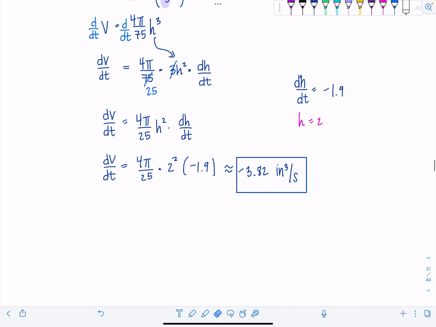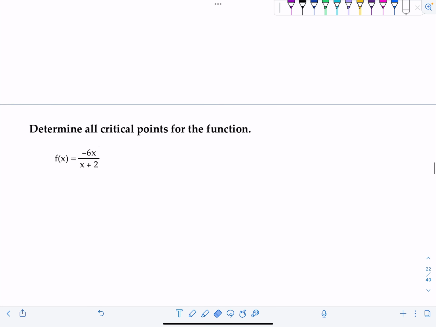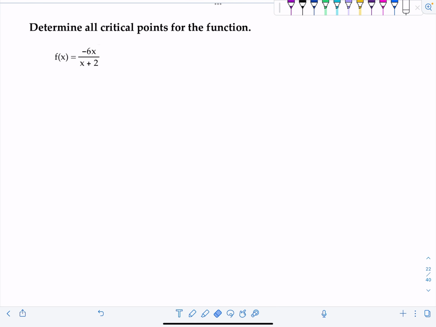Okay. Very good. Now we're going to move on to the next unit, which has to do with finding local extrema and figuring out information about graphs of functions. So we're going to shift gears a little bit, but it ties in nicely. We're asked to find all of the critical points for the following function. So f of x equals negative 6x over x plus 2. When you're finding critical points, they come from two places. They come from where the derivative is equal to 0 and where the derivative does not exist. So basically, to start off, you need to figure out what the derivative is.